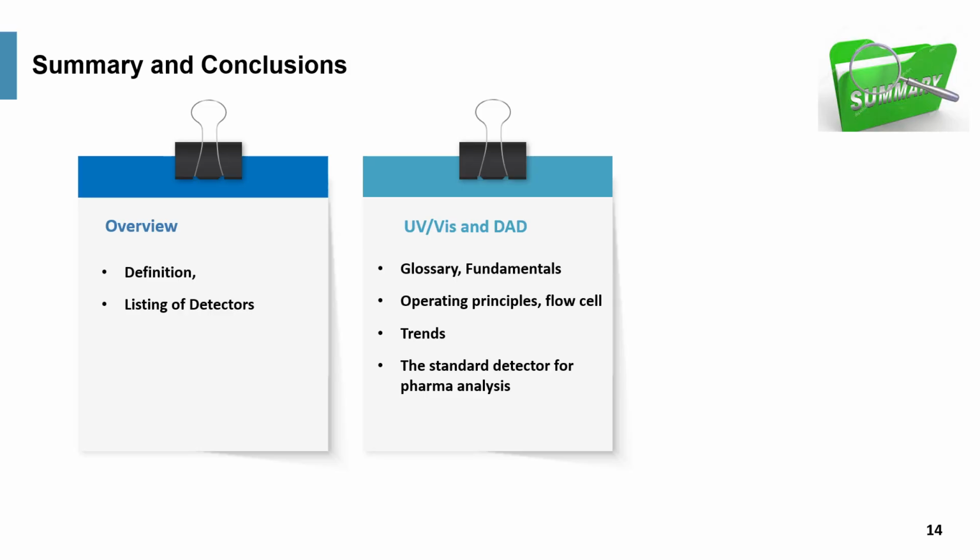So this is a summary and conclusion. We provided an overview, the definition of UV detector and the listing of different detectors, focusing on UV-vis and diode array detector, glossary, fundamentals, operating principle, flow cell, and modern trends. I mentioned the standard detector for pharma analysis is really a UV detector, or more specifically, a photodiode array detector.